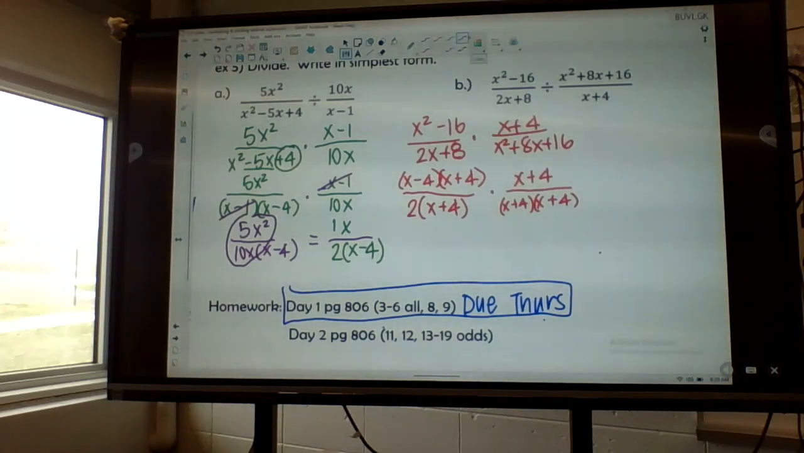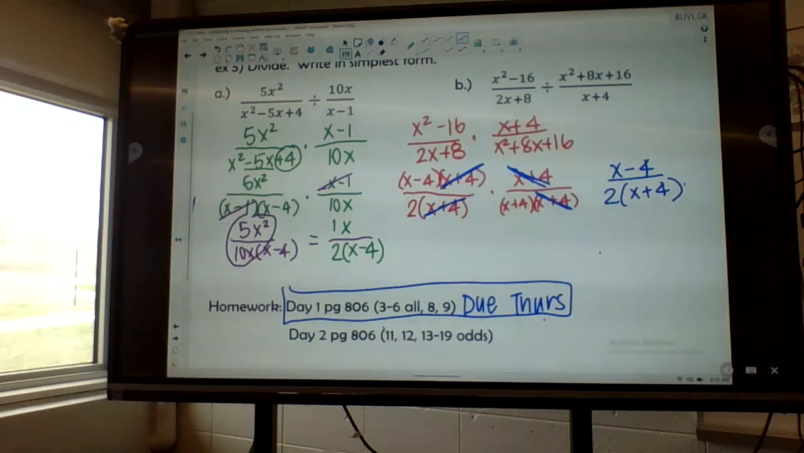So the pairs can cancel. So x plus 4 can cancel with this x plus 4. This x plus 4 can cancel with either of these. I'm going to go this one. Doesn't really matter. So what I'm left with on the top is x minus 4. On the bottom, I'm left with 2 parentheses x plus 4.